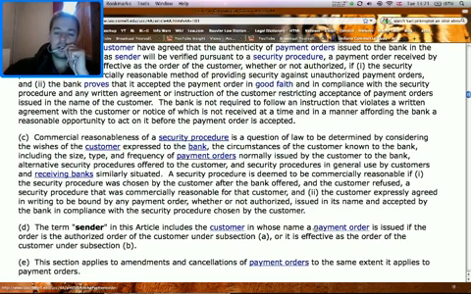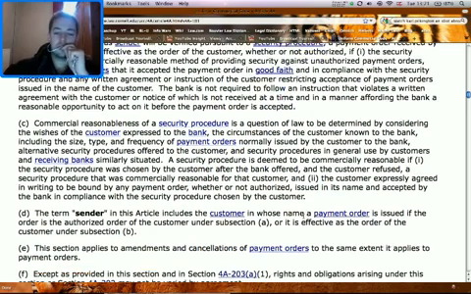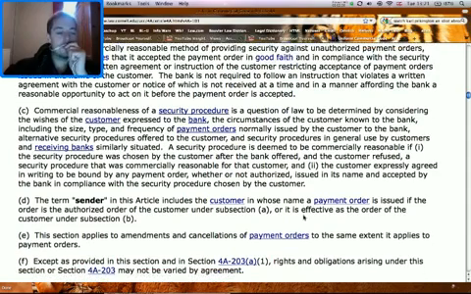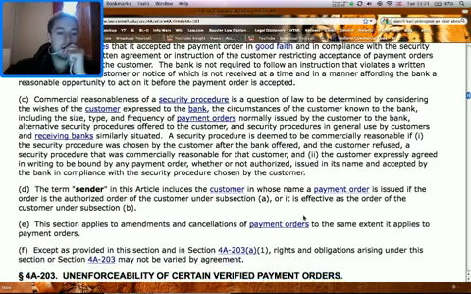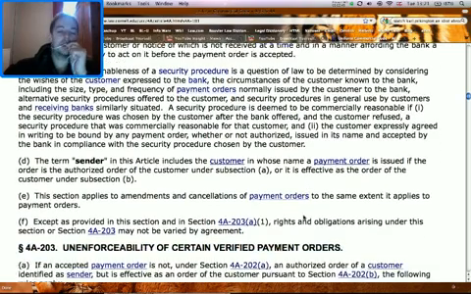A security procedure is deemed to be commercially reasonable if 1. The security procedure was chosen by the customer after the bank offered, and the customer refused, a security procedure that was commercially reasonable for that customer, and 2. The customer expressly agreed in writing to be bound by any payment order, whether or not authorized, issued in its name and accepted by the bank in compliance with the security procedure chosen by the customer.